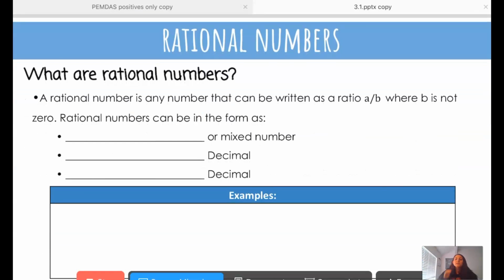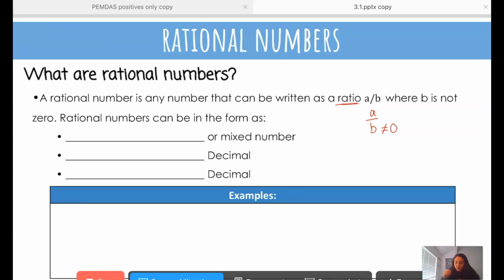So first, all of these types of decimals, fractions, and mixed numbers that we're going to look at today are rational numbers. So what are rational numbers? A rational number is any number that can be written as a ratio, A over B, where B is not equal to 0. That's simply because we can't divide by 0. It's undefined. So that's why the denominator, or B, cannot be 0.